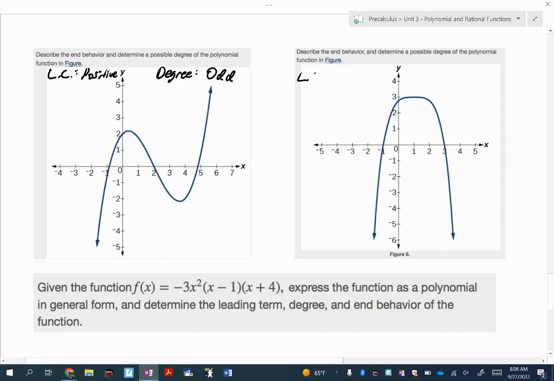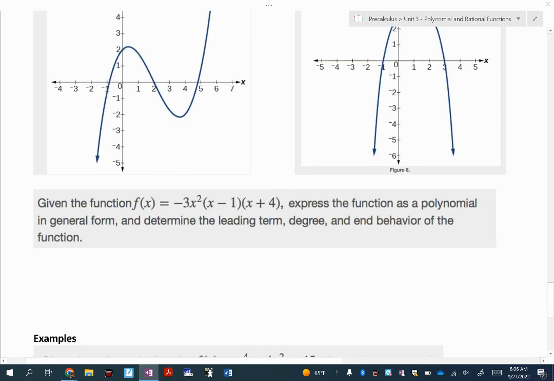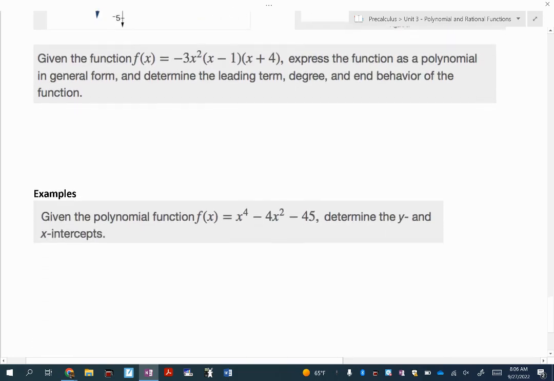So we have a leading coefficient and a degree. Again, with both opening in the same direction, I know my degree is going to be even. And since they're both opening down, my leading coefficient will be negative. So let's take this one, which is in factored form. We're going to put it in general form, which just means I need to expand it and multiply it all out. So let's do that first.